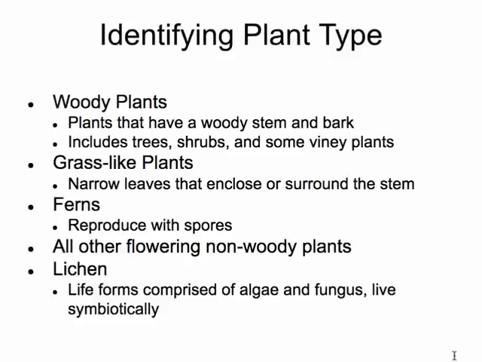The first one is a woody plant. Woody plants are plants that have a woody stem and bark. They include trees, shrubs, and some viney plants. Another type is a grass-like plant. These ones have narrow leaves that enclose or surround the stem.